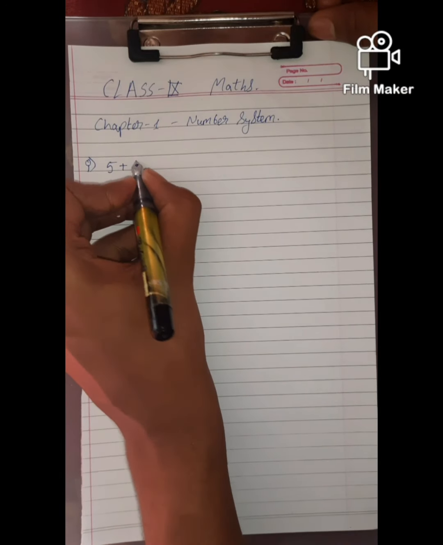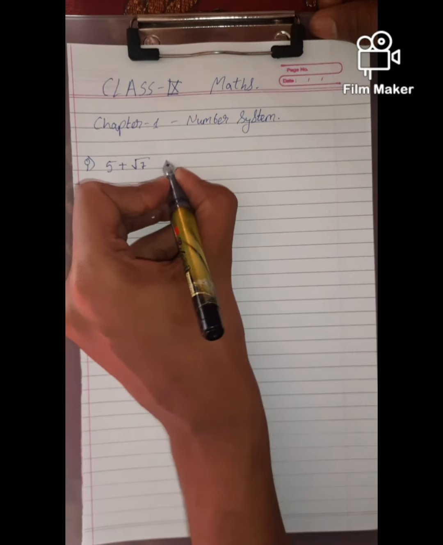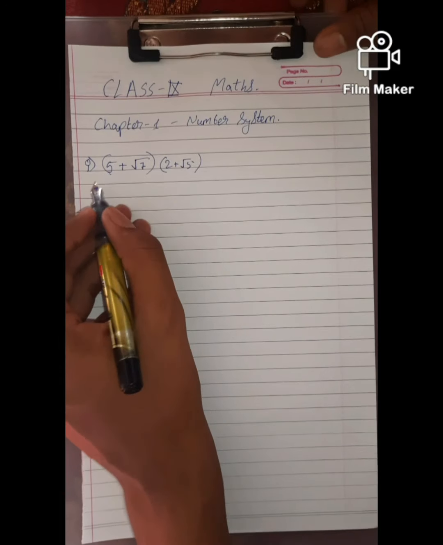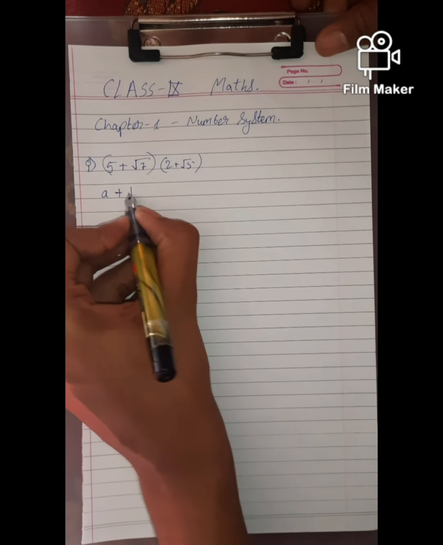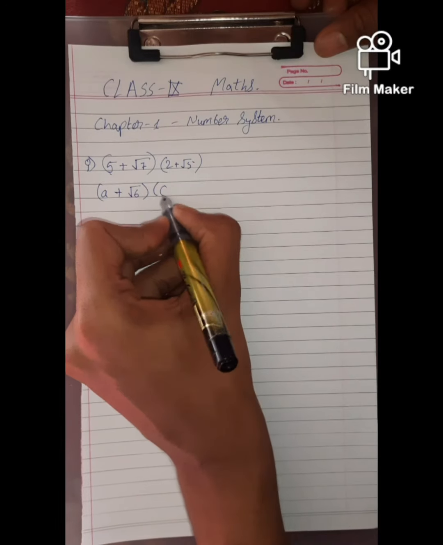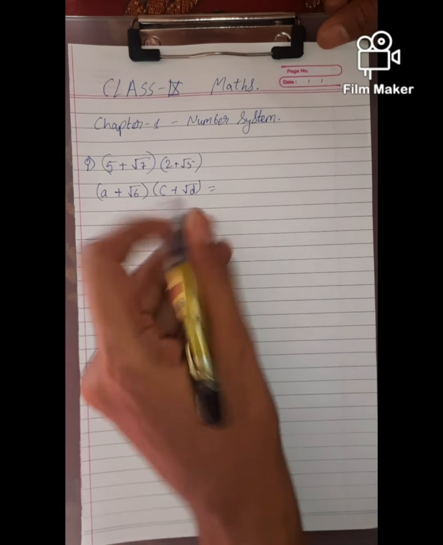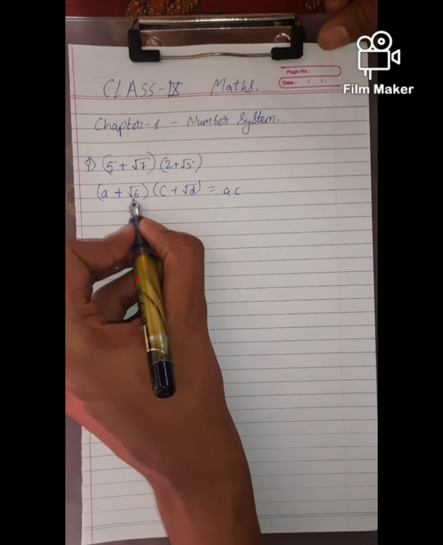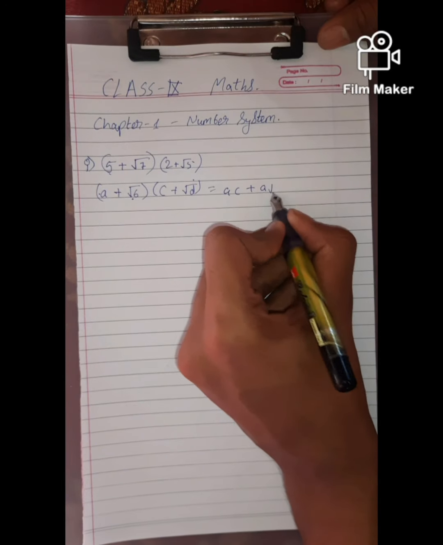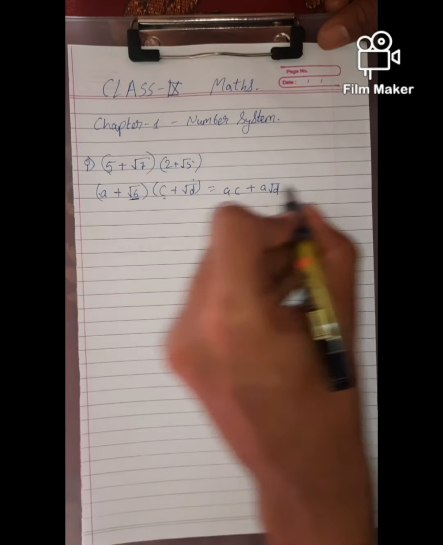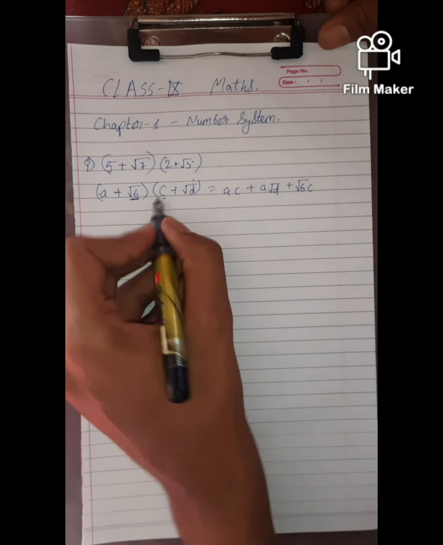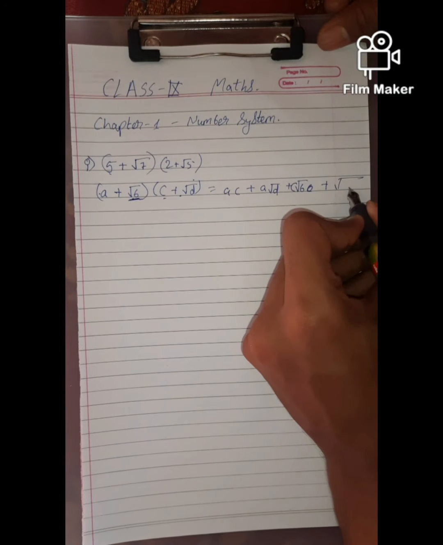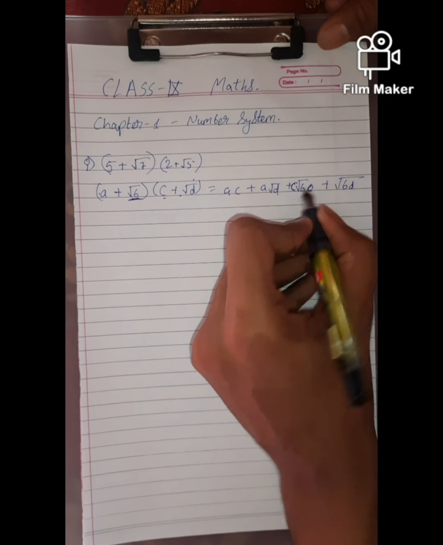So the first example is (5 + √7)(2 + √5). So we have to multiply both those expressions, and this is in the form of (a + √b)(c + √d), and we all know the formula of this. a into c will be ac, and a into √d will be plus a√d, and √b into c will be plus c√b, and √b into √d will be plus √bd. Here the c is outside the square root.